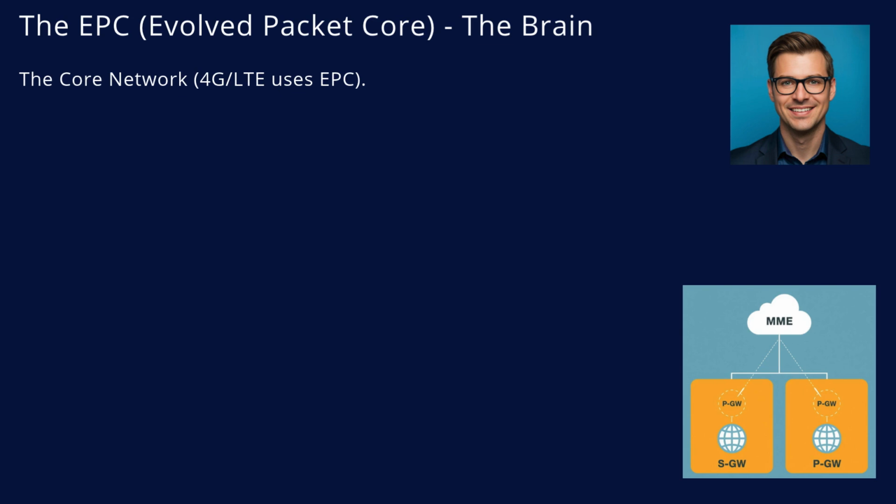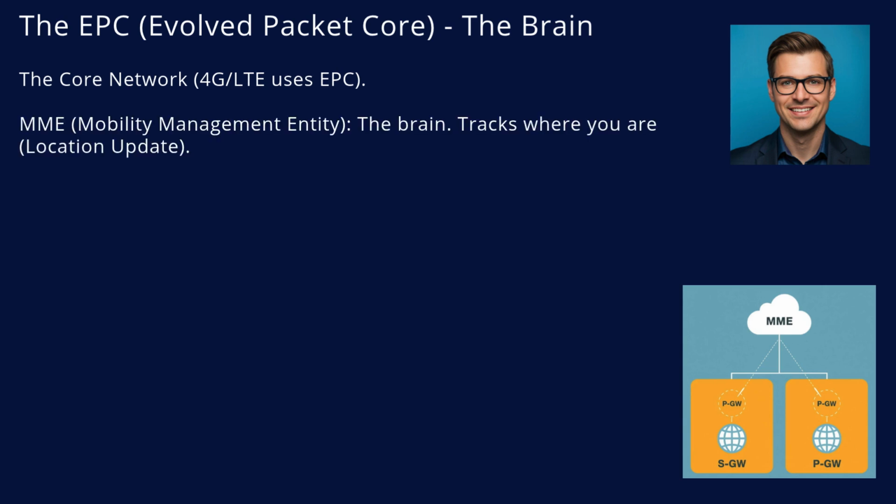Once the data hits the tower, it goes to the core, the EPC. This is the brain of the operation. It has 4 key parts you need to know. The MME is the manager. It tracks your location as you roam. It knows which tower you are near.